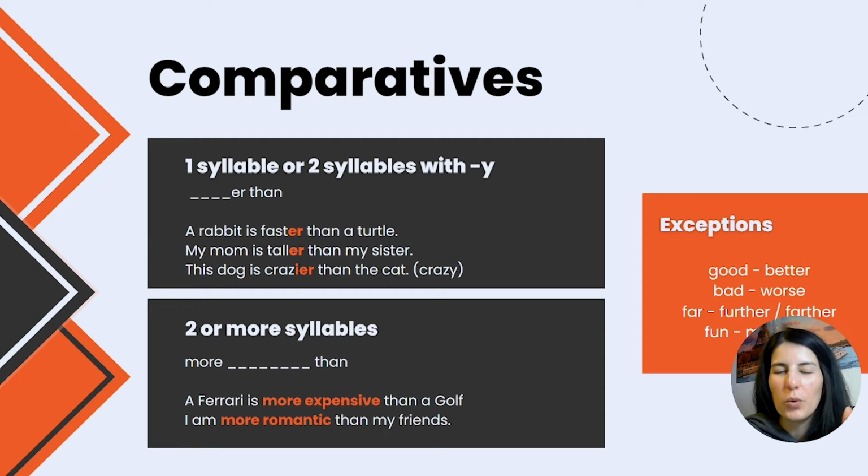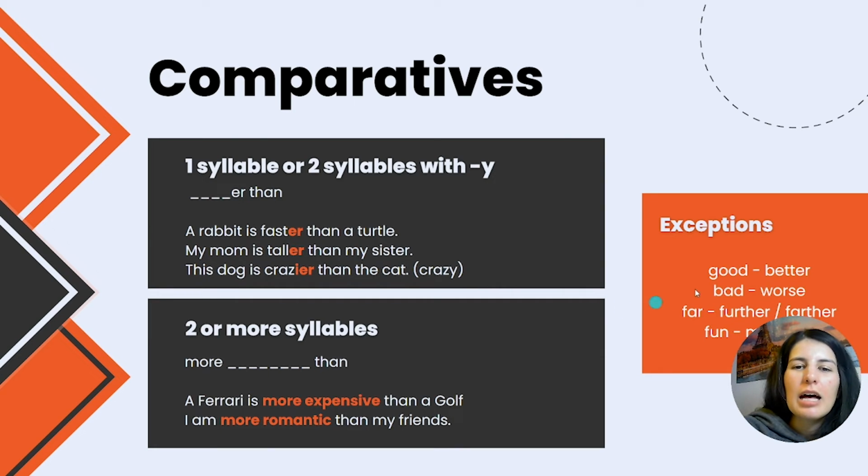Romantic, a word with, again, 3 syllables, romantic. That's why we use more in front. So very simple, right? 1 syllable or 2 syllables with Y, 2 syllables not ending in Y or more, that's the division. Quite simple, right? Well, I hate to tell you, but there are some exceptions.